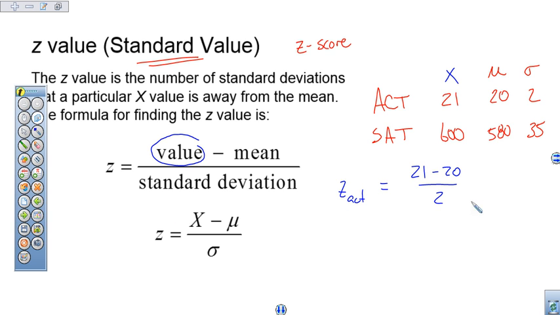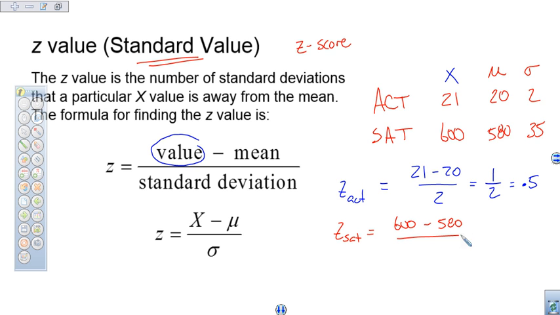2. So that would be 1 over 2, which is equal to 0.5. And then we do our z-score for our SAT. I might need my calculator for this one. We would say 600 minus 580. And you know what? I don't need my calculator. Let's just change this number to 20 because I'm making this stuff up anyway. Divided by 20. So 600 minus 580, that's 20 over 20, which is equal to 1.